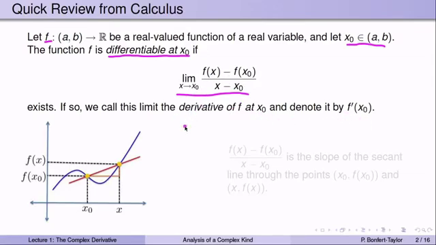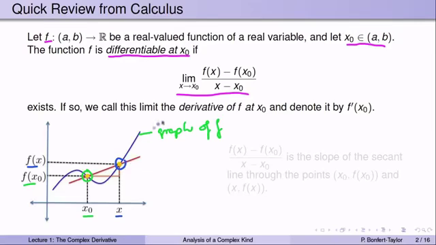Let's quickly review what this means geometrically. Here's a graph of a function, and this blue graph here is the graph of f in this example. Now we pick a point x0, where f is defined, and we look at f of x0. That's this point right here. So this point that I'm circling has coordinates x0 and f of x0. And then we take a second point, x, and we look at f of x. And so this point that I'm now circling is the point whose coordinates are x and f of x.